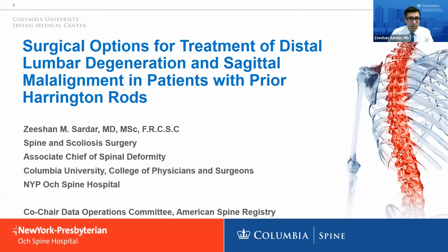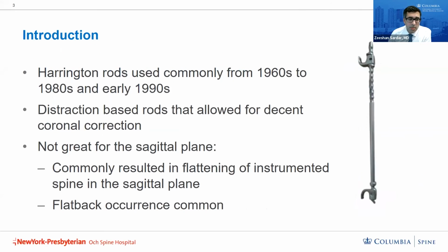So I'm going to talk about surgical options for treatment of distal lumbar degeneration and sagittal malalignment in patients with prior Harrington rods. Just a bit of an introduction. As we know, Harrington rods were quite commonly used in the 1960s to 80s, and even in some patients in the early 1990s. This is a picture of a Harrington rod. It's based on a distraction type of mechanism that allowed for decent coronal correction. But as we have seen over the years, it was not that great for the sagittal plane.